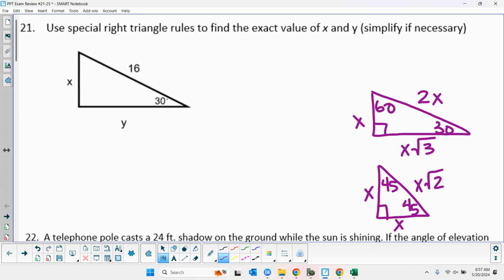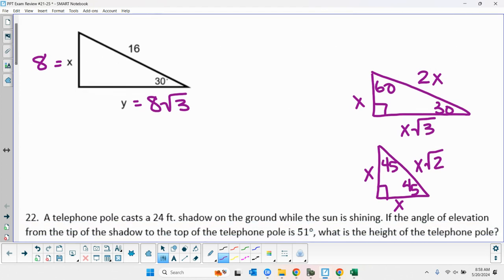All right, so we have to find the value of x and y. Since I gave you the hypotenuse, the short leg's half of that, so x equals 16 divided by 2, 8. And then the long leg, the y, equals the short leg, 8 times the square root of 3. So you should be able to do it in like 2 seconds, right? 1 second for x, 1 second for y. And this is what we just got done doing, right? So this should still be familiar to your memory.